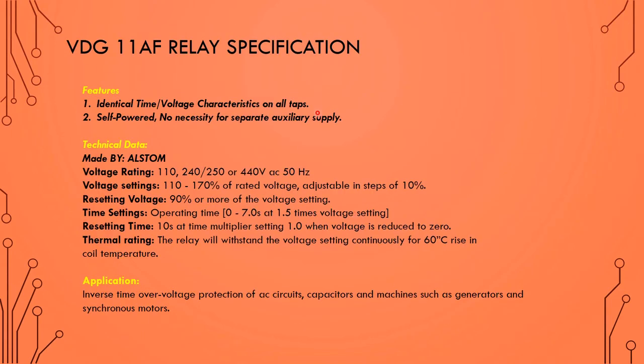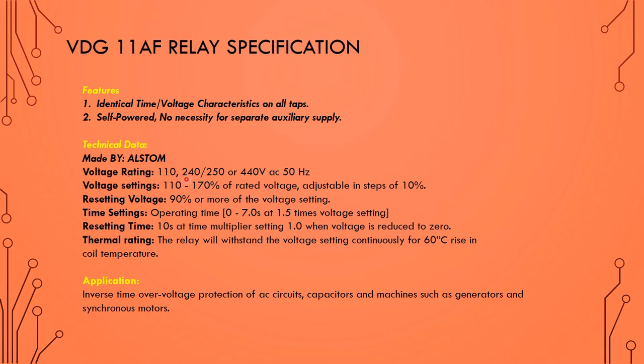So we will see the relay specifications of this VDG AF relay. First of all, the feature it provides is an identical time versus voltage characteristic on all tappings. All tappings means on all clock setting terminals. So whatever clock setting you have selected, the characteristic will be identical. Then it is self powered, with no necessity for a separate auxiliary supply. That means this overvoltage relay also doesn't need any auxiliary power supply.